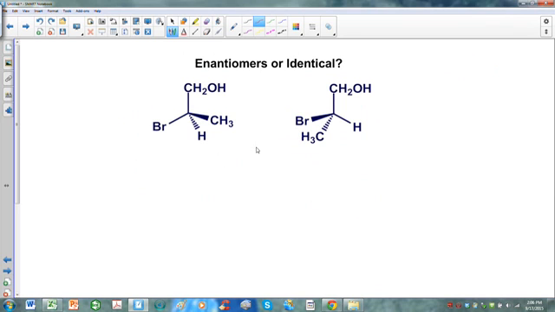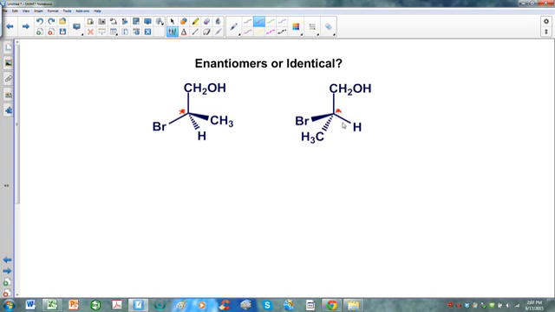Let's have another example of that. Take a look at these 2 compounds. Notice how there's a bromine, a CH3, a hydrogen, and a CH2OH. Exactly the same groups around the stereocenter, the chiral carbon. But do these 2 representations represent the same molecule, or are they enantiomers?